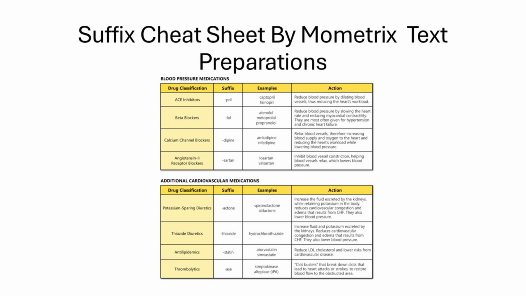And what are calcium channel blockers used for? They're used to treat hypertension, chest pain, and again, dysrhythmias. Most medications in the cardiac system work the same way. You just got to know what's different. There's so many, right? And then we have our angiotensin 2 receptor blockers. What do they do? They inhibit blood vessel constriction, helping blood vessels relax, which lowers blood pressure. And they end in SARTAN.